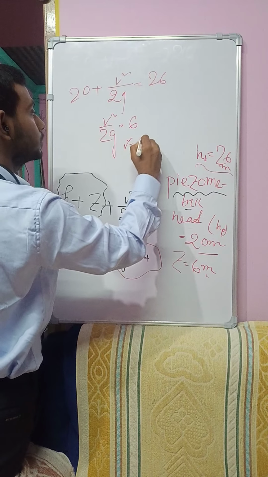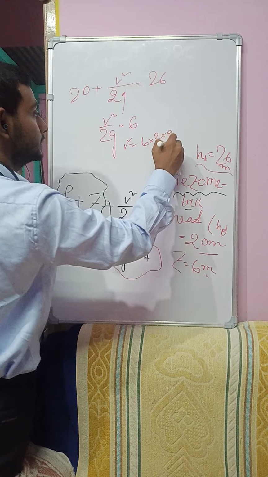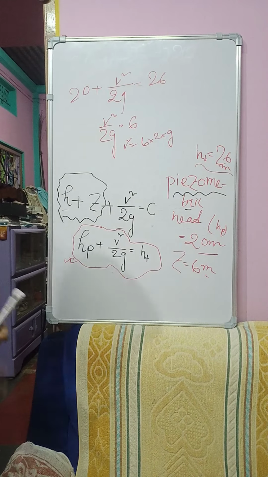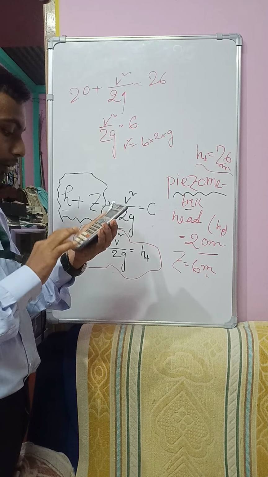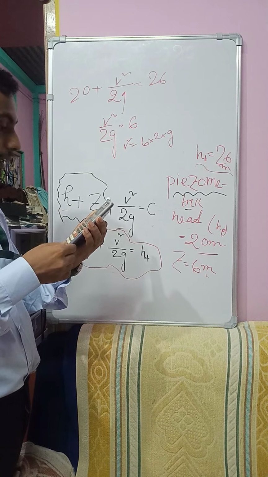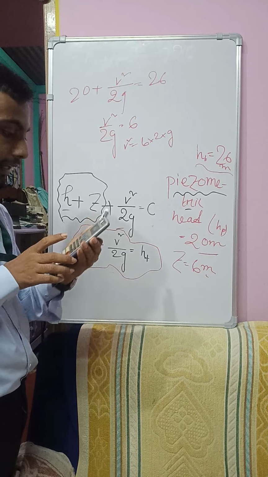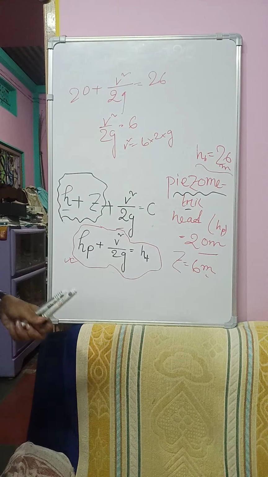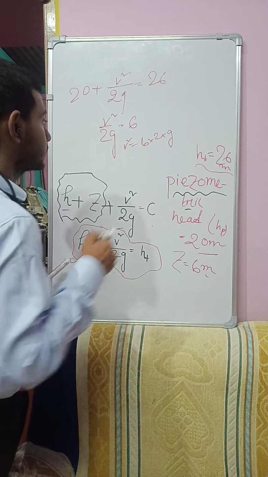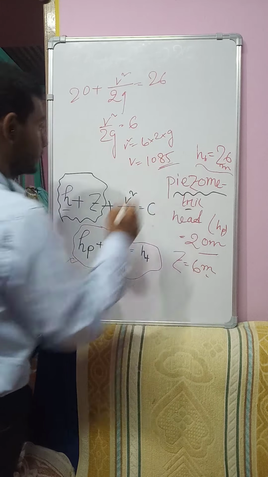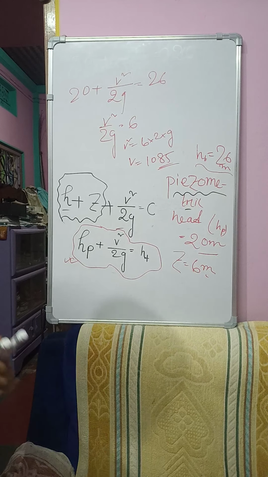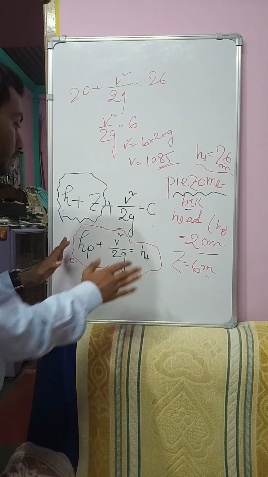So V square equal to 6 into 2 into g. g value we all know, 9.81. So here you need the help of a calculator. So I am finding under root 6 into 2 into 9.81, and the value comes 10.849, that is 10.85. So the option is 10.85 meter per second. So this is my solution. We have just used the application of Bernoulli's theorem.